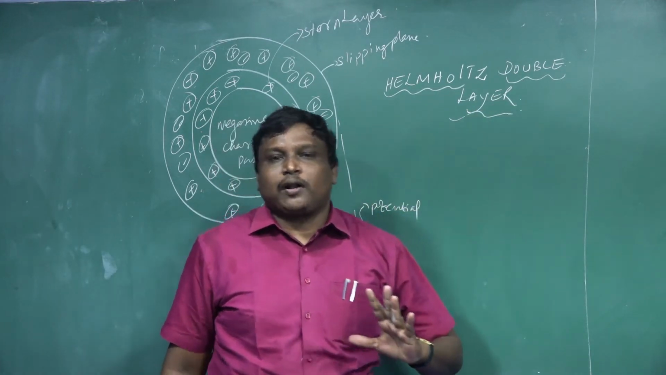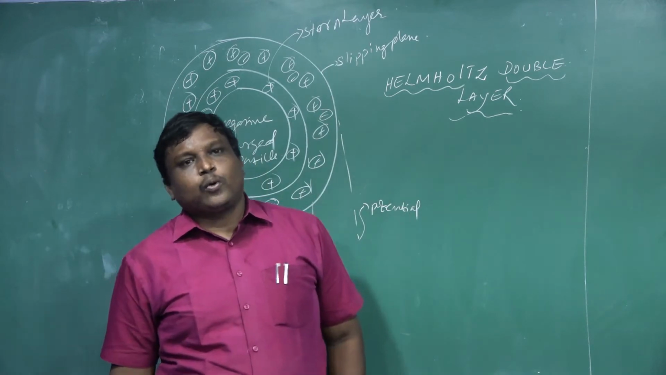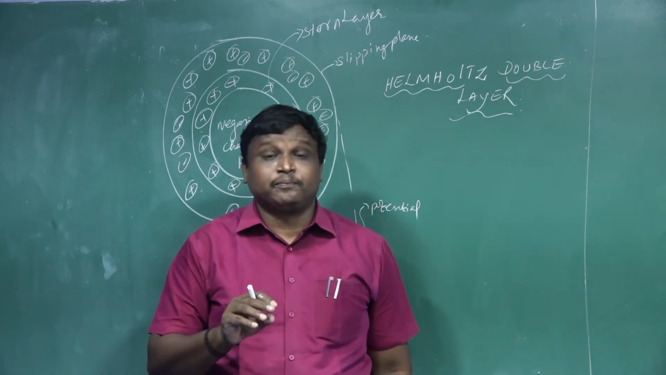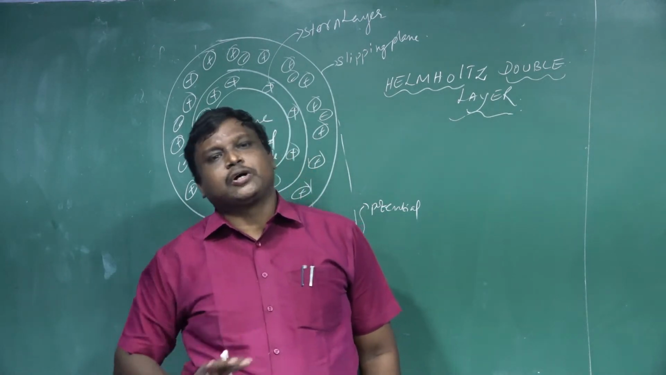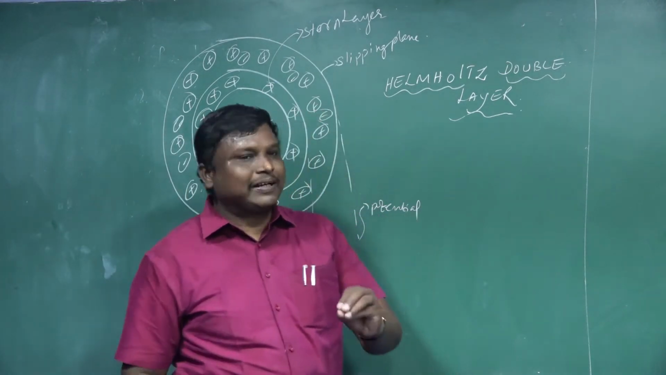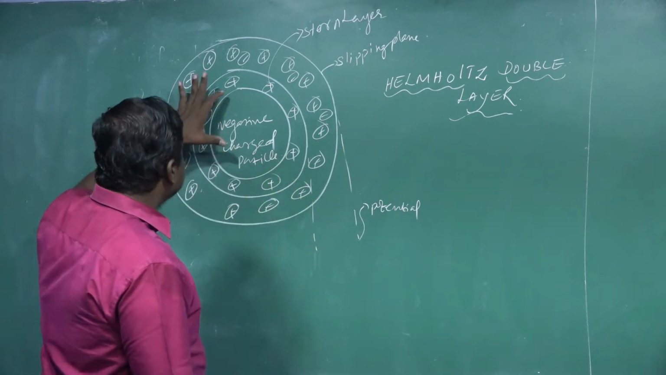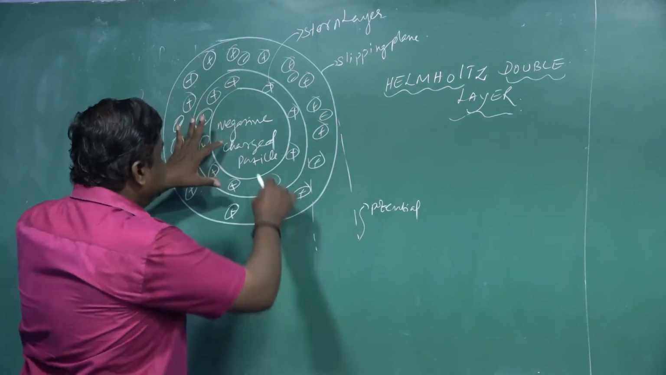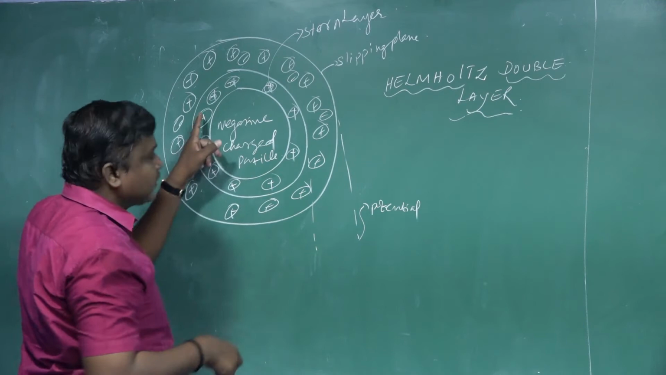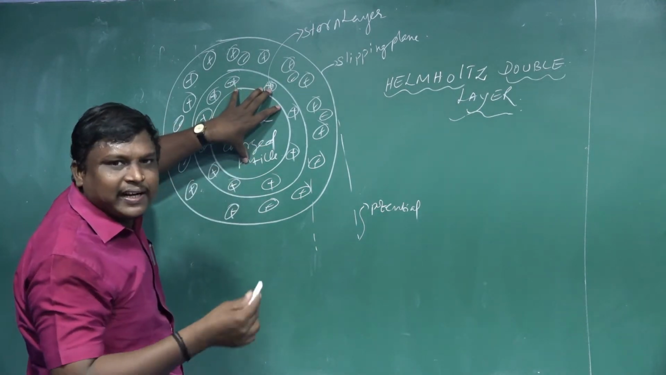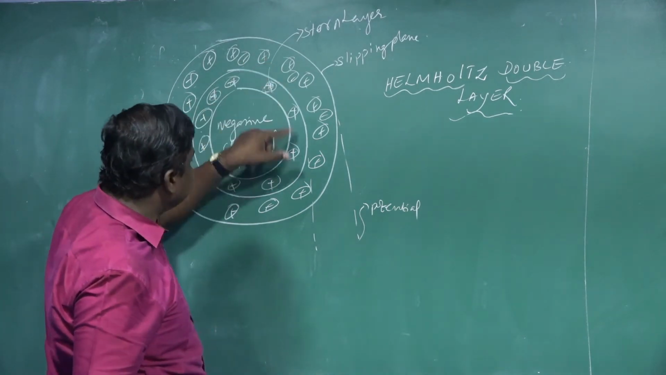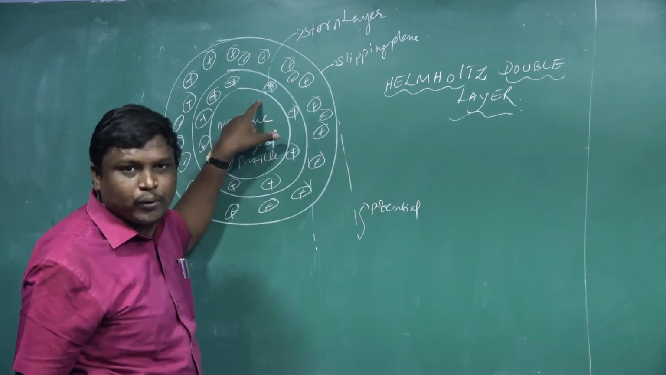The surface of the colloidal particle preferentially adsorbs oppositely charged ions. Let us consider this is a negatively charged particle, and that is a positive layer. This is one of the layers, the fixed layer. Another one of the layers is a movable layer.